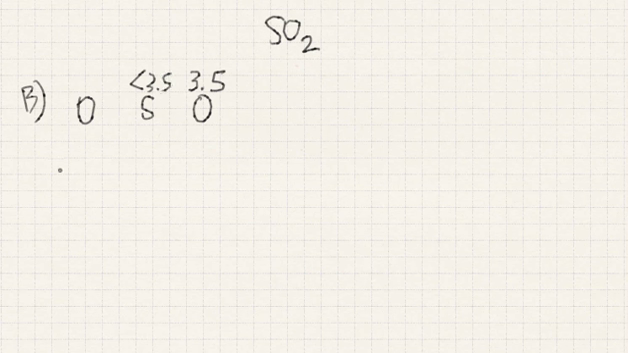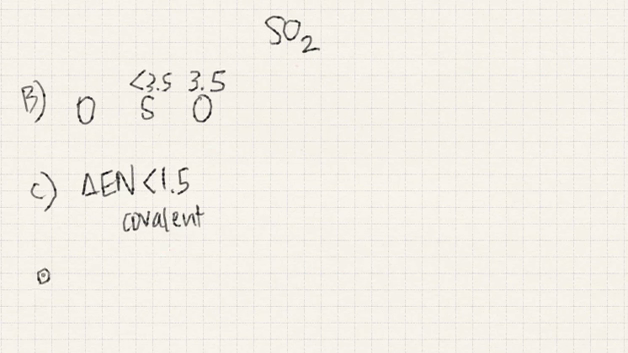Now, is it going to be ionic or covalent bonds between sulfur and oxygen? So the electronegativity value difference is actually going to be less than 1.5. You can look up the exact electronegativity value for sulfur, but it's not going to be less than 2. So since the difference is going to be less than 1.5, it's going to be covalent.